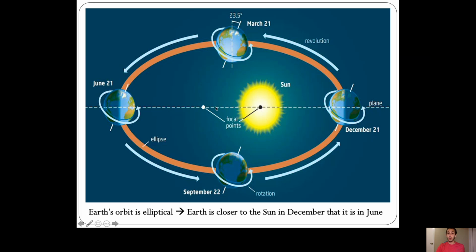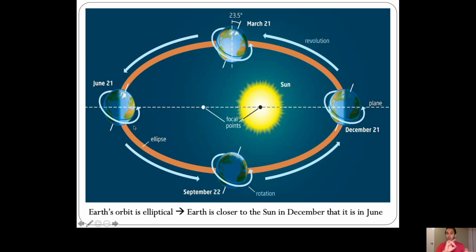We have two focal points. Instead of having one focal point at the center of a circle, we have these two focal points. The focal points are equally distant from Earth at the two ends of the ellipse. However, the sun is only located at one focal point. That means that in December, during the winter, we're actually closer to the sun than we are in June during the summer. Then, of course, as the Earth revolves around the sun, that distance changes.